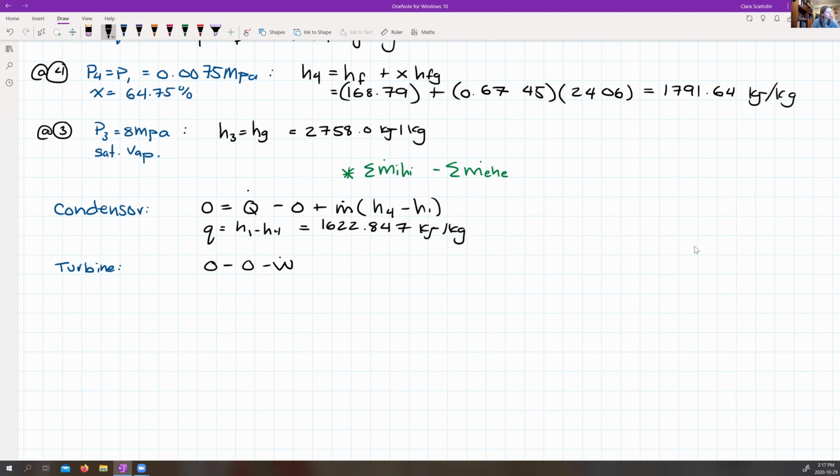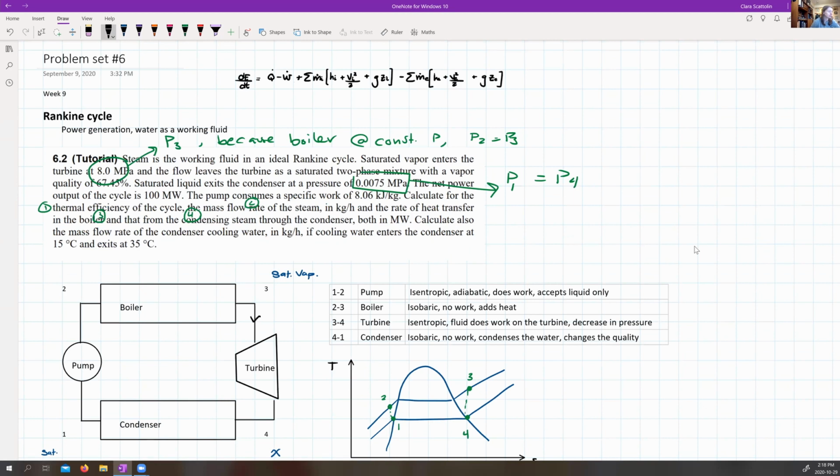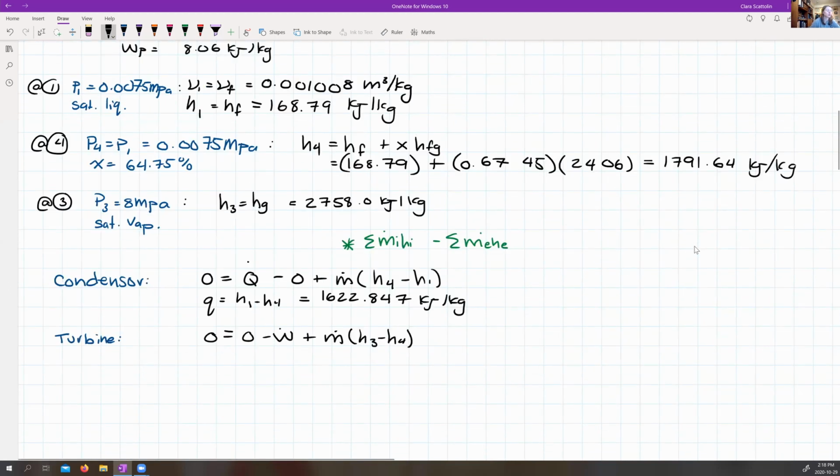And for my turbine, H3 minus H4, which means that, oops, hang on. Steady state: 0 equals minus work plus m dot times (H3 minus H4). I'm building these equations by looking at them one component at a time. So if I look at my turbine, 3 is my in, 4 is my out. So 3 in, my sum of flows in, minus my sum of flows out at 4.